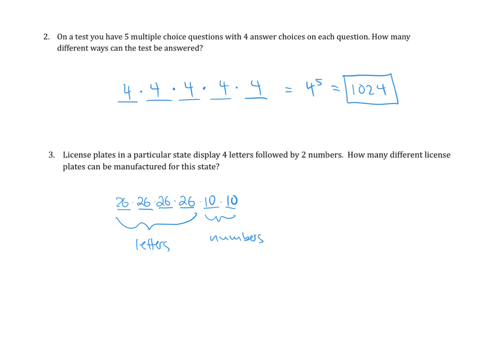And then I'm going to multiply these all together. I can use exponents to make this a little simpler. This is 26 to the 4th power times 10 to the 2nd power. And that is 45,697,600 different license plates are possible. And if you think about license plates, every car on the road needs to have a different license plate. So there need to be many, many different possibilities.